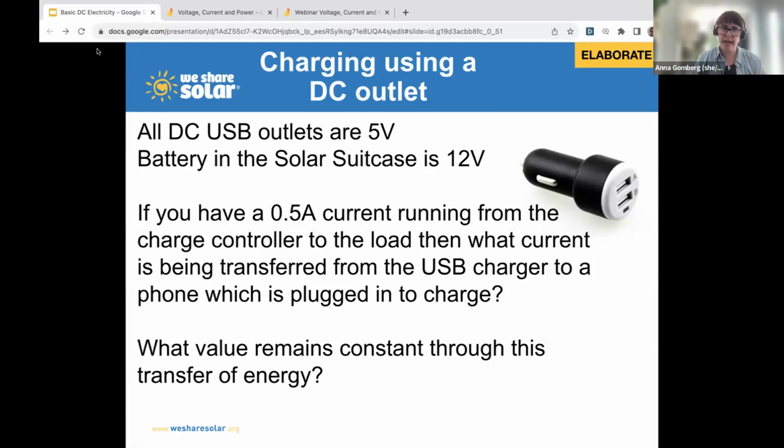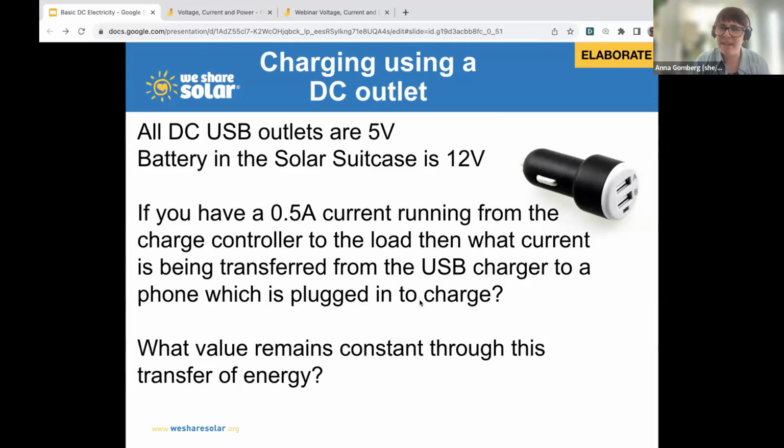So the question that I have is, if you've got a 0.5 amp current running from the charge controller, the brains of the solar suitcase, to the load, which is this DC outlet, what current is being transferred from the USB charger to a phone which is plugged in to charge? It's quite a lot of information there. And if I were you, I would write this down. I don't think I could do this in my head. Maybe you can. I always have to write everything down.